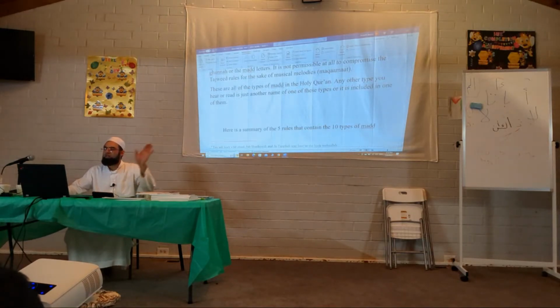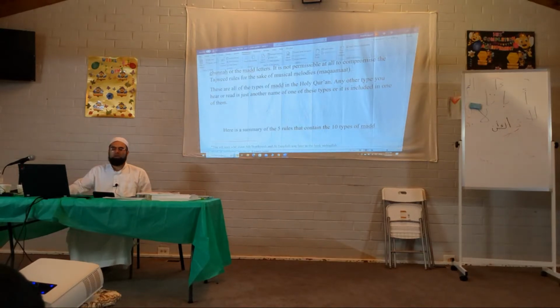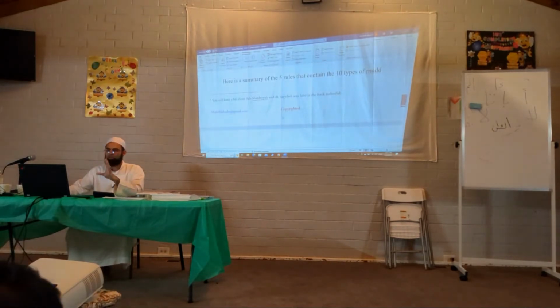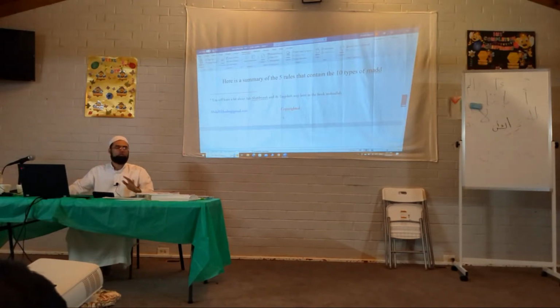Okay, these are all the types of mad in the Quran. Any other type you hear or read is just another name of one of these types, or it is included in one of them. There's something about the mad in the word Allah. It will come, just in case we don't get to it. In the word Allah in Pakistan and India and some other countries, they make mad in the word Allah without stopping on it.